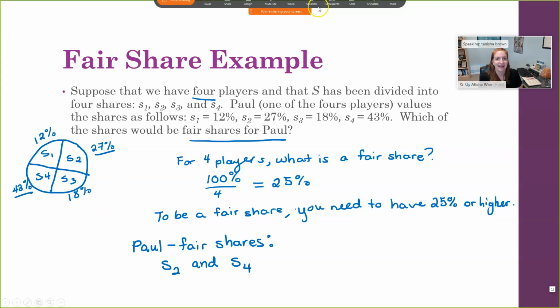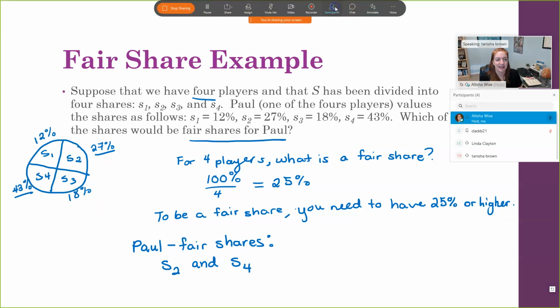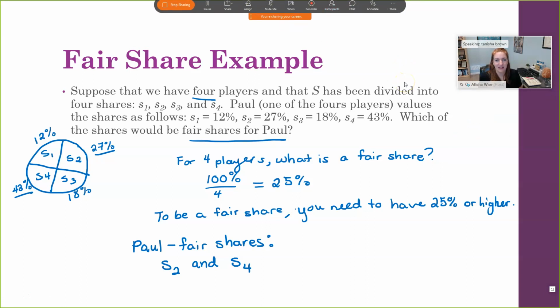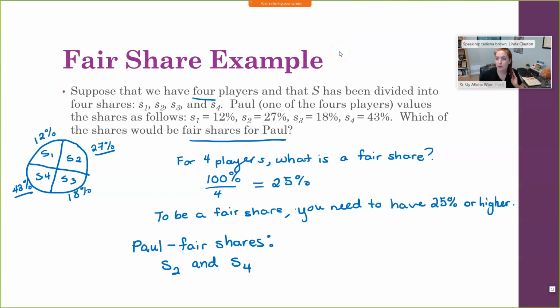So for this example, to see what's the fair share, we just write out a pie and put each percentage in by S1, S2, S3, S4 to see what will be a fair share for that one person.